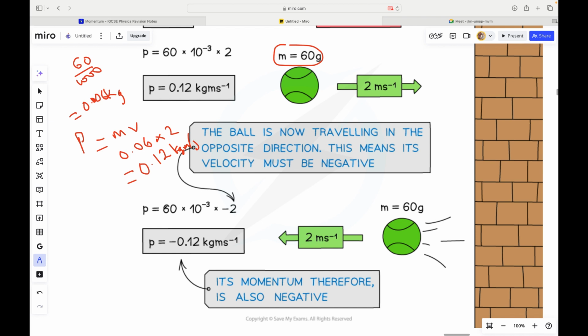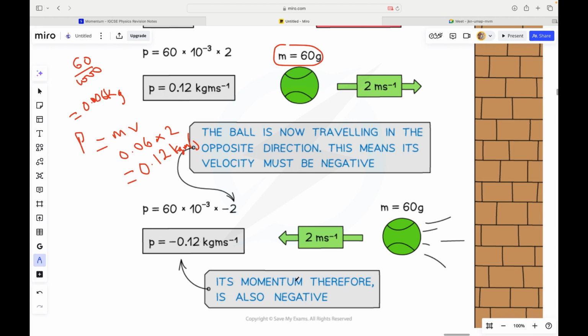So if you say the mass is the same, the mass is still conserved, mass doesn't change. You say 0.06 times -2, you get -0.12. The law of conservation of momentum says that the total momentum before collision must be equal to the total momentum after collision. Positive on the right, negative on the left, it means the total momentum equals 0. The algebraic sum of momentum must be equal to 0. That's the law of conservation of momentum.